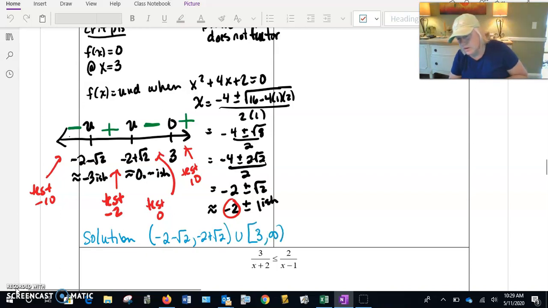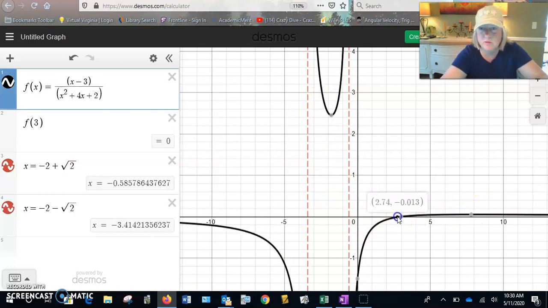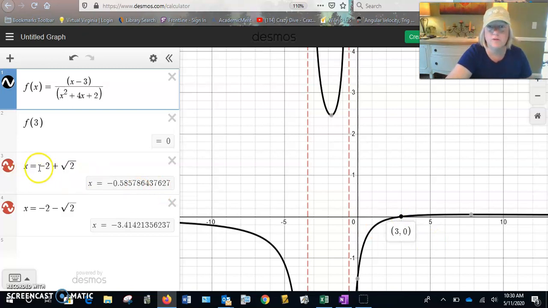I also wanted to show you this in Desmos, so we could make that connection. We see that where we had the negatives, we're below, positives above, negative below, positive above. We can see here that we do have a 0. I click on it at 3, 0. And I stuck in vertical asymptotes at negative 2 plus the square root of 2 and negative 2 minus the square root of 2.